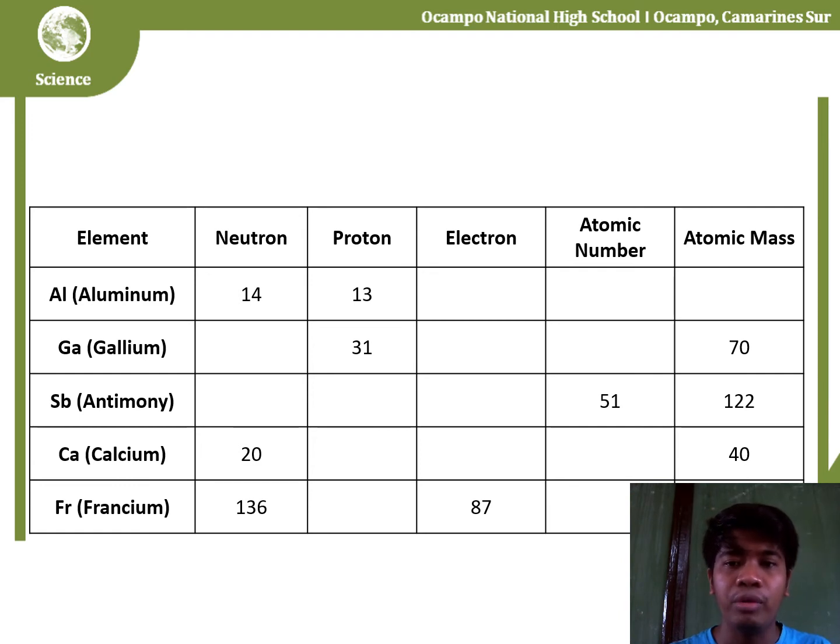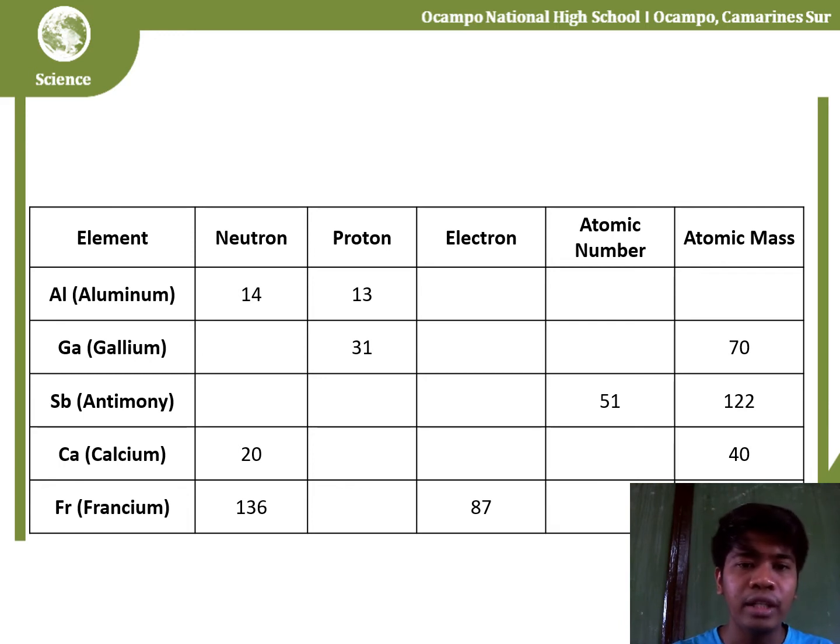Now lastly, we will determine the atomic mass. Paano natin gagawin yon? We will just add the number of proton and the number of neutron. So the number of proton is 13 plus the number of neutron, 14. So 13 plus 14, the atomic mass pala of aluminum is 27. Okay, very good. Now let's continue.